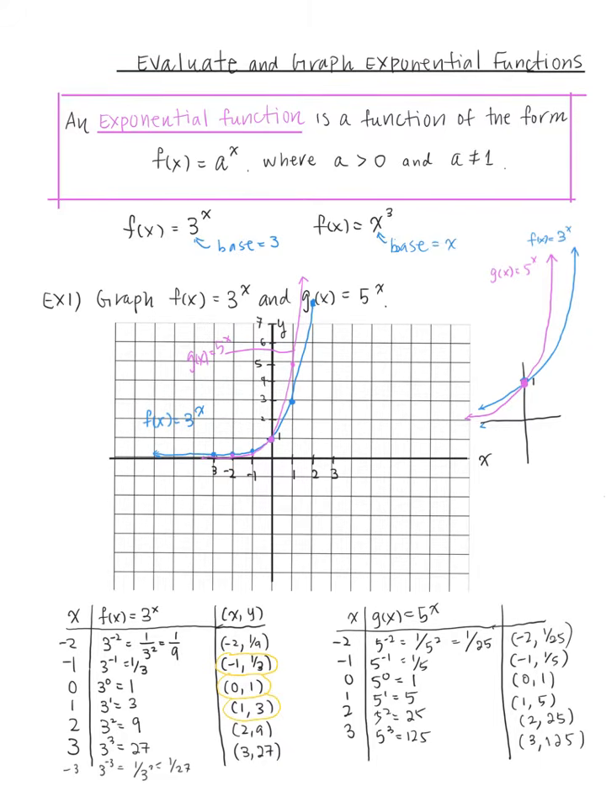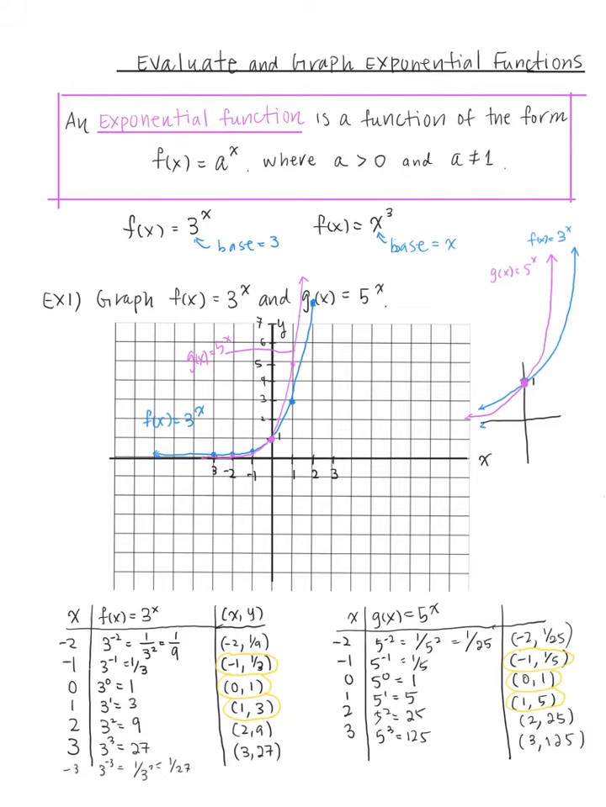All right, now let me do the same thing for 5 to the x. I'm just going to look at the values x equals -1, 0, 1. So when x is -1, you get (-1, 1/5). When x is 0, (0, 1). When x is 1, (1, 5). Do you notice some kind of a pattern here?